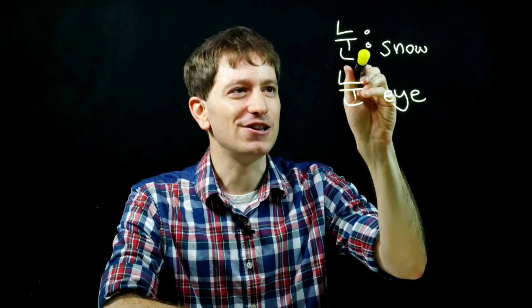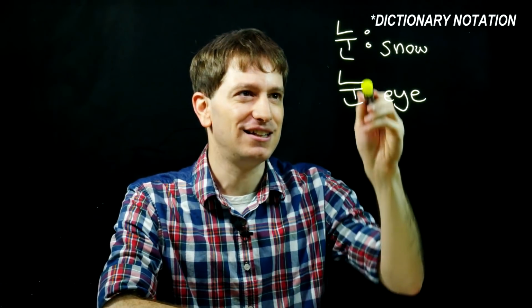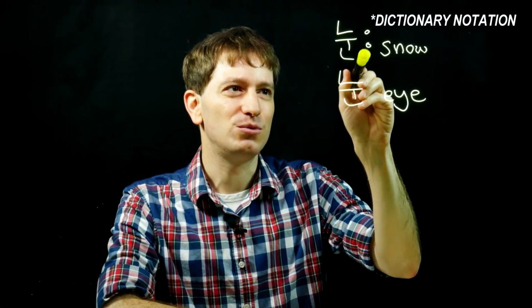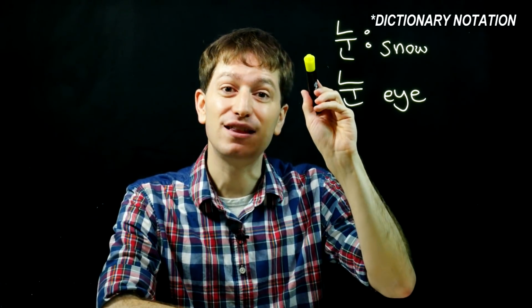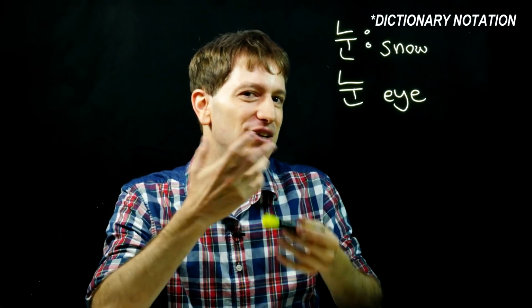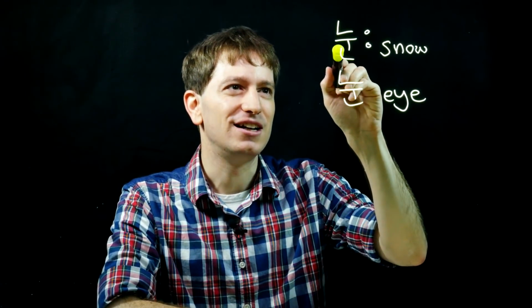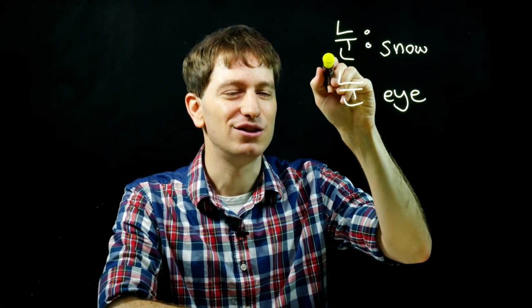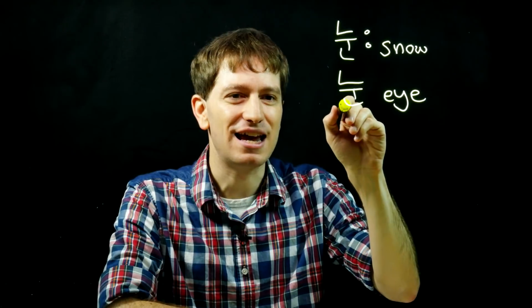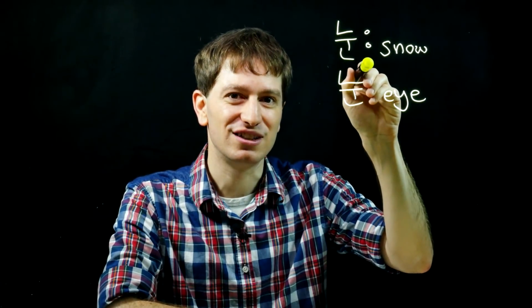First of all, a long sound is typically notated. It's written down with a colon after it. So if I write 눈 with the colon, it means you're supposed to make the vowel sound here, which is u, a little bit longer. You can think of it as two vowels. So instead of 눈, you could say 눈. Now, when someone in Korean says snow, they're not going to say 눈, they'll say 눈.